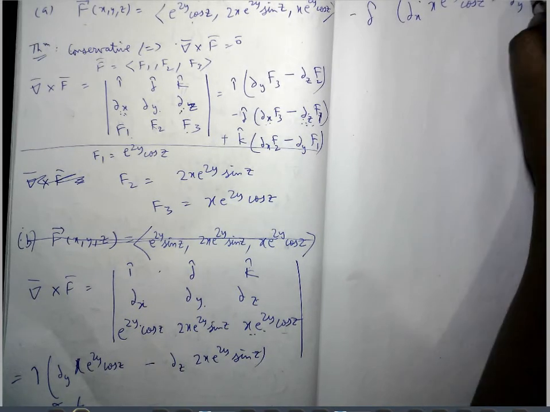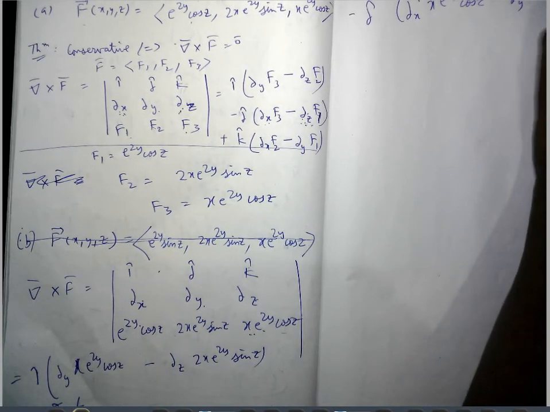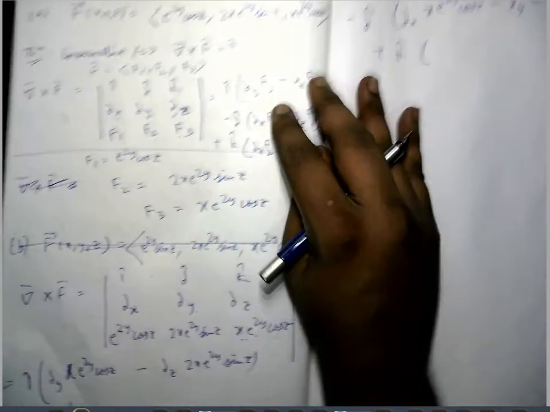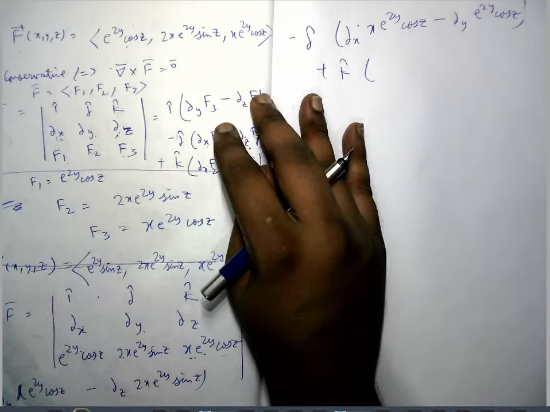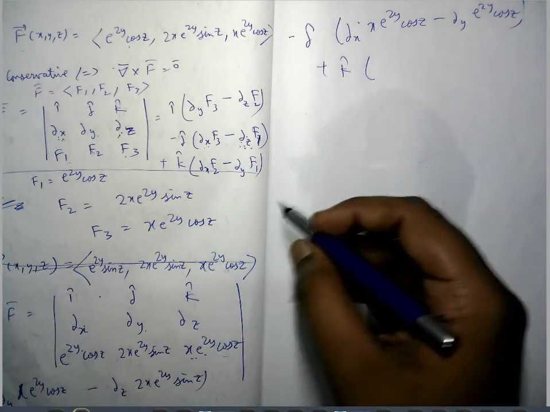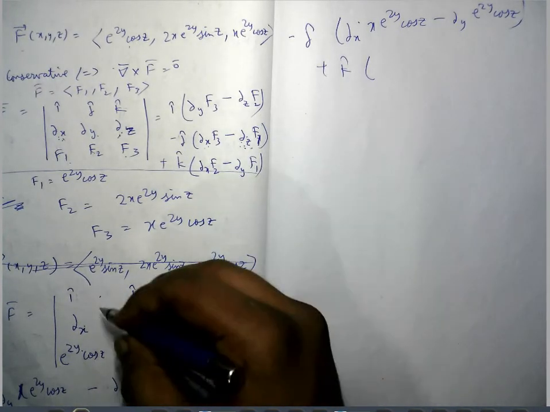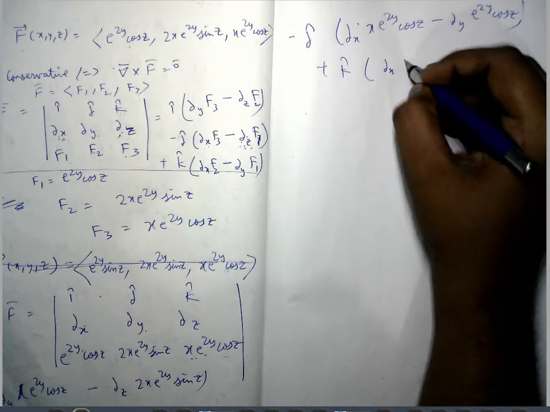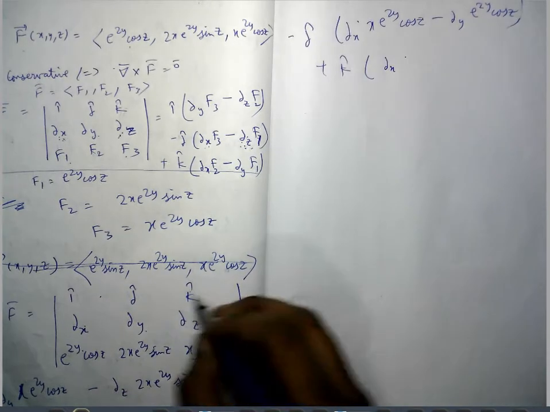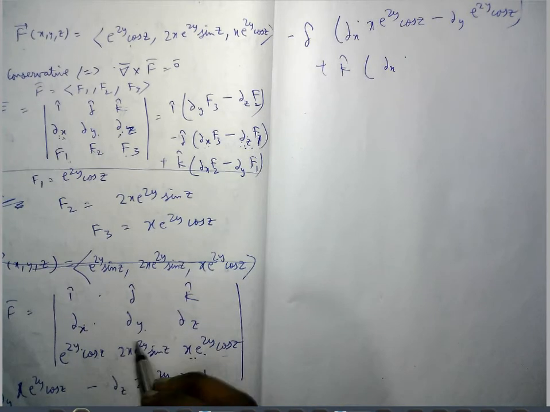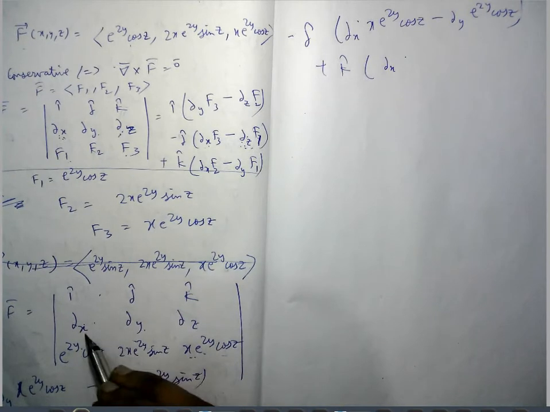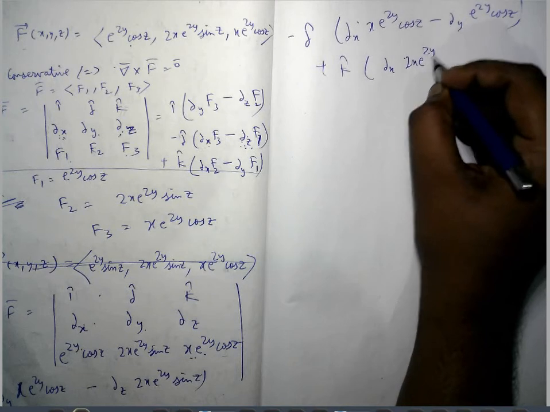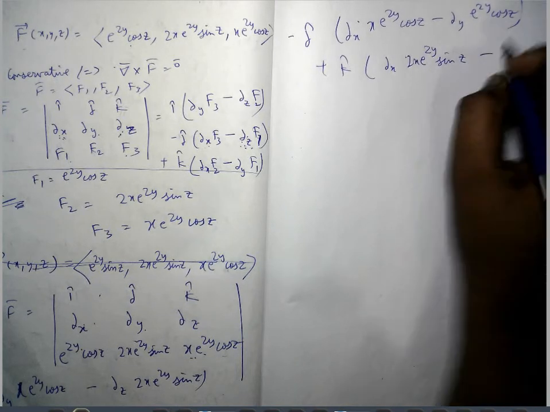Plus k cap times: this is dou x of, you cover this row and this column and cross multiply these terms, 2x e to the power 2y sin z, minus dou y of e to the power 2y cos z.